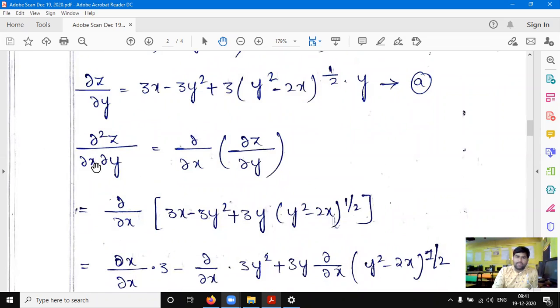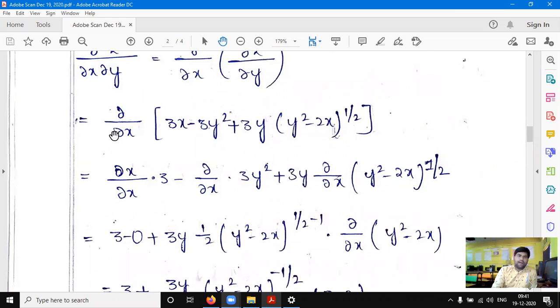∂²z/∂x∂y is equal to ∂/∂x into ∂z/∂y. So ∂z/∂y is this one, and you have to write that one. So ∂/∂x of ∂z/∂y is equal to ∂/∂x of [3x − 3y² + 3y (y² − 2x)^(1/2)]. Okay, this is only ∂z/∂y.